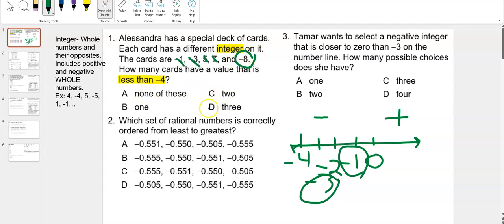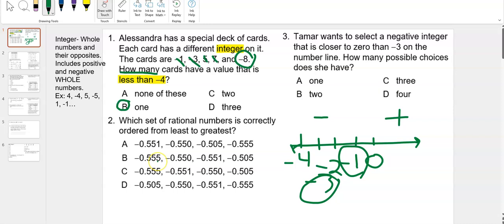Now, you may look down here and go, well, there's no -8 because the question is saying how many of these cards. Only one of the cards above is less than -4. And don't be afraid, guys, to draw number lines on your scratch paper. A number line is a really helpful visual tool when dealing with integers and rational numbers. It's okay to draw a number line to get an idea of what's going on.